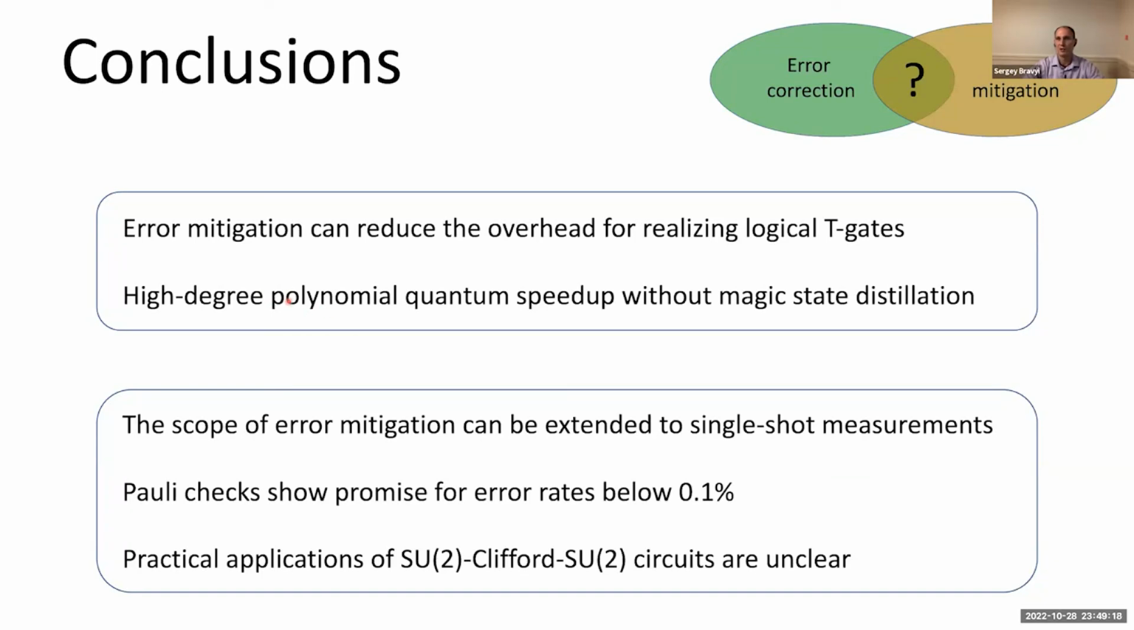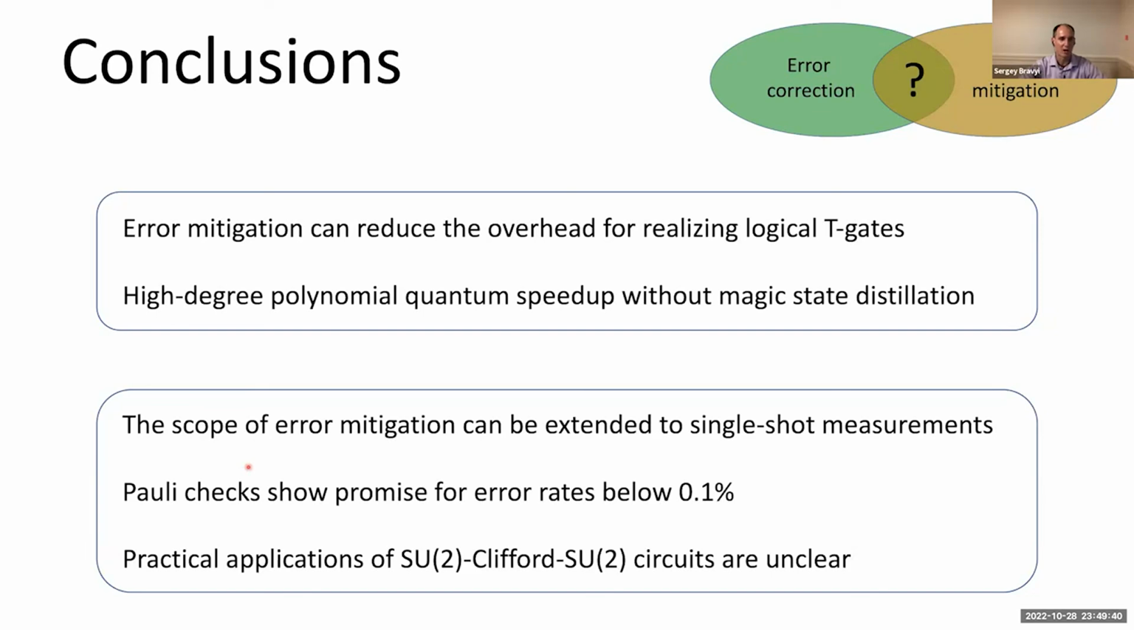In principle, we can reduce error mitigation overhead even further if we can do just a single round of magic state distillation. Then instead of say 10,000 logical T gates, we could possibly do about 1 million logical T gates.